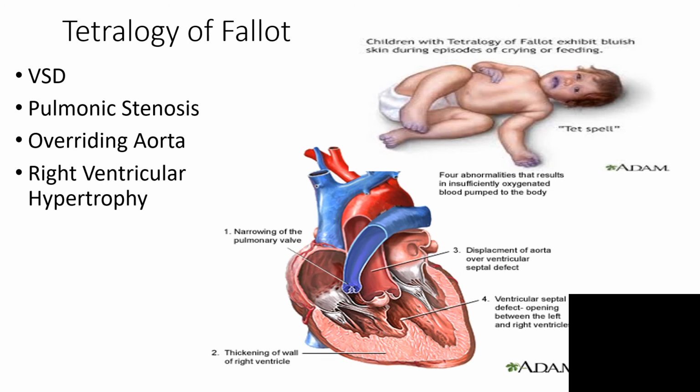Now we're going to first talk about tetralogy of Fallot. I'm going to give you a quick run through of how blood runs in the heart normally, so that we can quickly talk about how it runs in the heart when there's a problem. Normally, if you're looking at this picture that I have, there's a right and left heart, right?